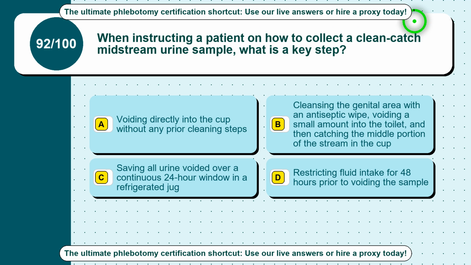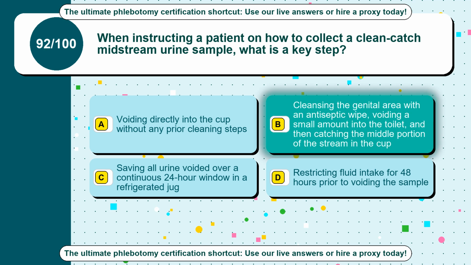Question 92. When instructing a patient on how to collect a clean catch midstream urine sample, what is a key step? Option A, voiding directly into the cup without any prior cleaning steps. Option B, cleansing the genital area with an antiseptic wipe, voiding a small amount into the toilet, and then catching the middle portion of the stream in the cup. Option C, saving all urine voided over a continuous 24-hour window in a refrigerated jug. Option D, restricting fluid intake for 48 hours prior to voiding the sample.